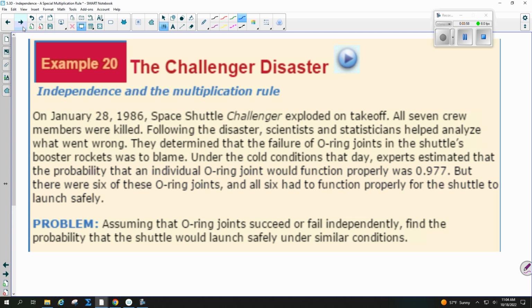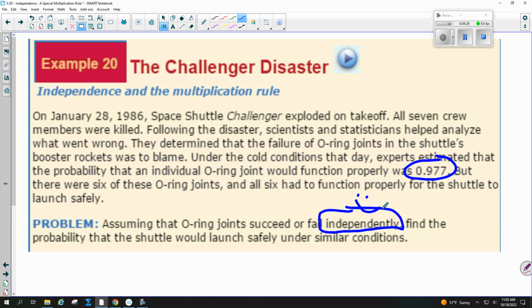Under the cold conditions that day, experts estimated that the probability that an individual O-ring joint would function properly was about 97.7%. But there were 6 of these O-ring joints, and all 6 had to function properly for the shuttle to launch safely. Assuming that O-ring joints succeed or fail independently, find the probability that the shuttle would launch safely under similar conditions. So right here, you're like, oh good, I have independence.